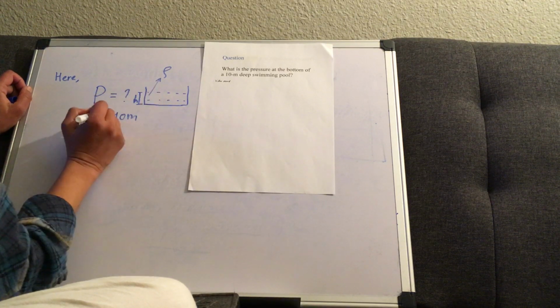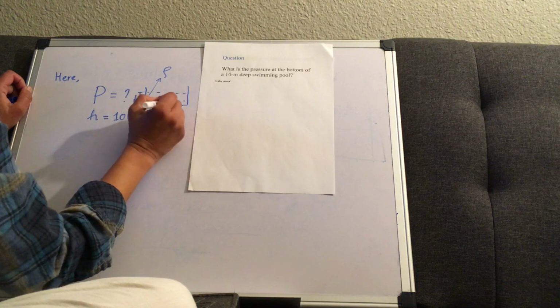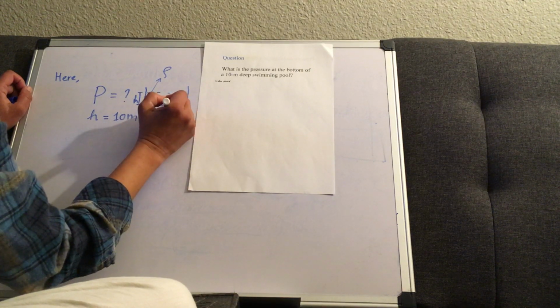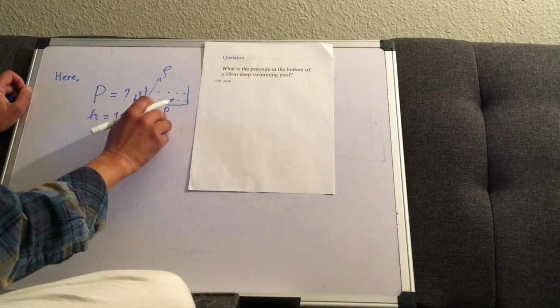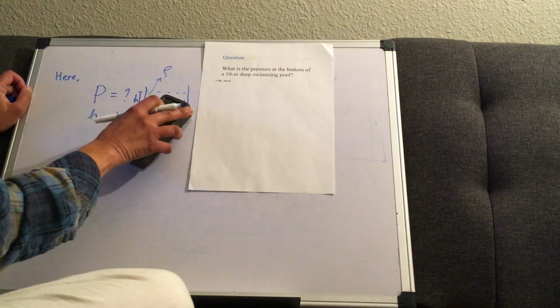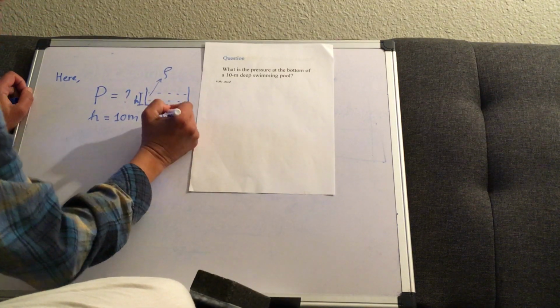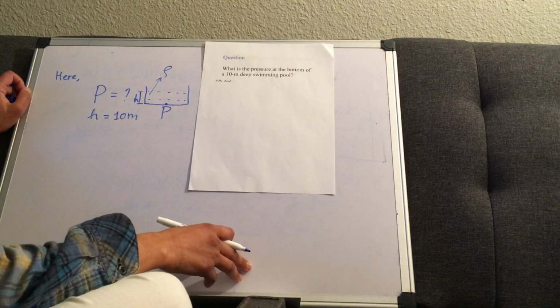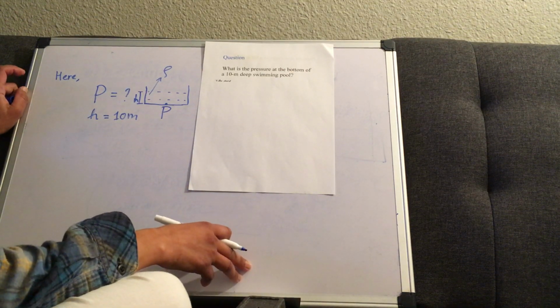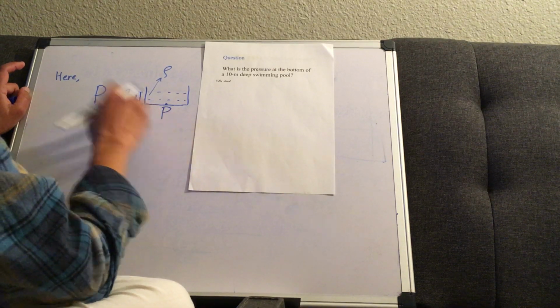This h is the same as this h, and then we want to find the pressure somewhere down here, let's say at this point. This is the pressure P, this quantity. What's the pressure there? So what else do we need? What do we know about how to find the pressure at this depth?